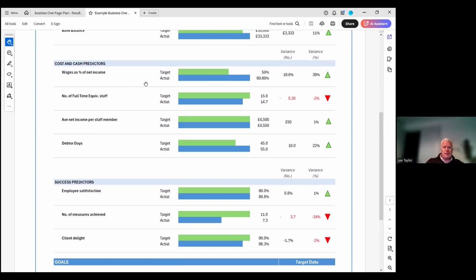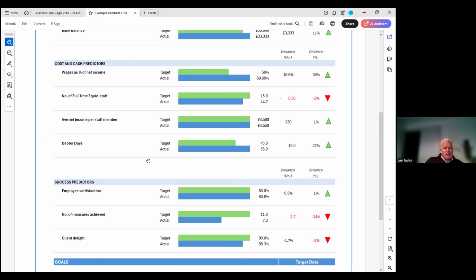Okay, and not only do we put the measures in place, but we assist with setting up systems. Now, I don't mean computer systems, I mean processes, etc. So with this client, again, we're measuring against targets and actuals.